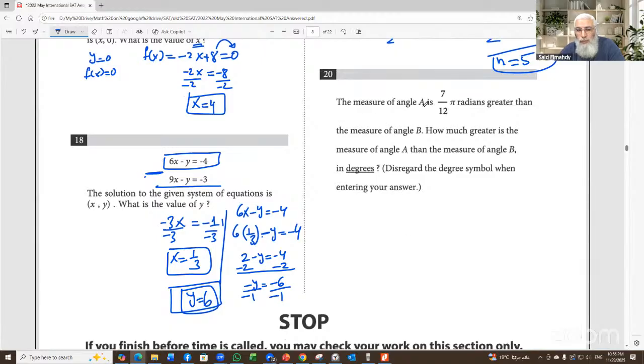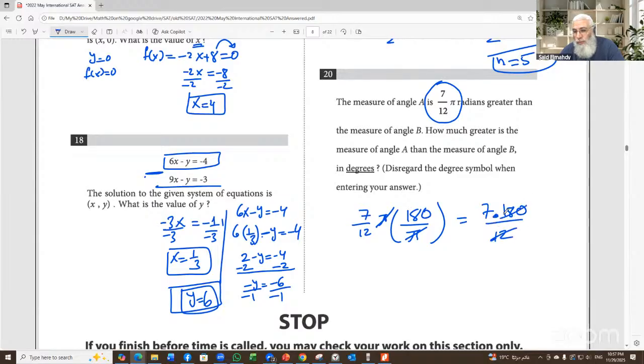The measure of angle A is 7/12 pi radians greater than the measure of angle B. How much greater is the measure of angle A than the measure of angle B in degrees? So we need to just convert this to degrees. 7/12 pi multiplied by 180 divided by pi. Pi cancels out, so it is 7 multiplied by 180 over 12. 180 over 12 is 15. So 7 multiplied by 15 is 105, I think. So the solution is 105.